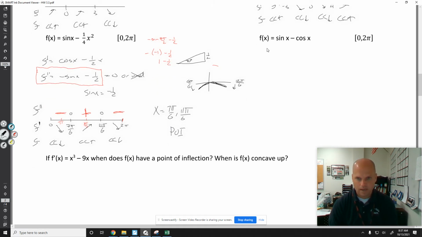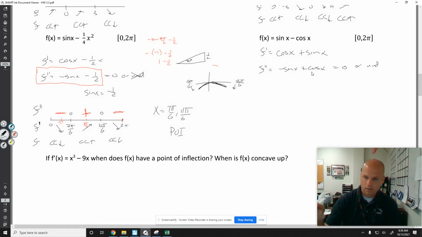Okay, we see this one a lot. First derivative. Derivative of negative cosine is positive sine. Second derivative. Derivative of cosine is negative sine. And we set this equal to 0.